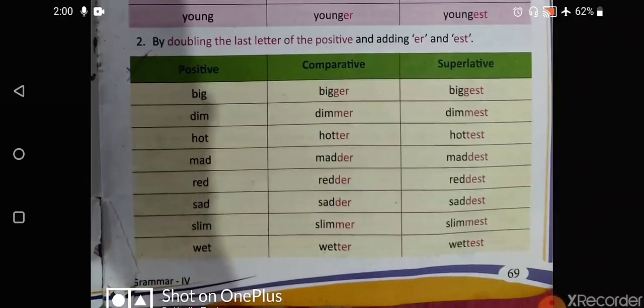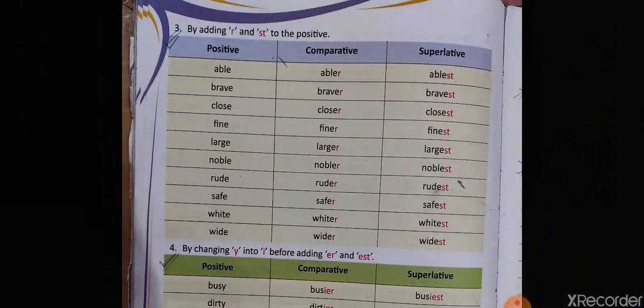Second is by doubling the last letter of the positive with ER and EST. In this, we write double of the last alphabet, so big becomes bigger and biggest. Wet, wetter, wettest. Next is by adding R and ST to the positive degree. Here able becomes abler and the superlative becomes ablest. Similarly, safe, safer, safest, wide, wider, widest.